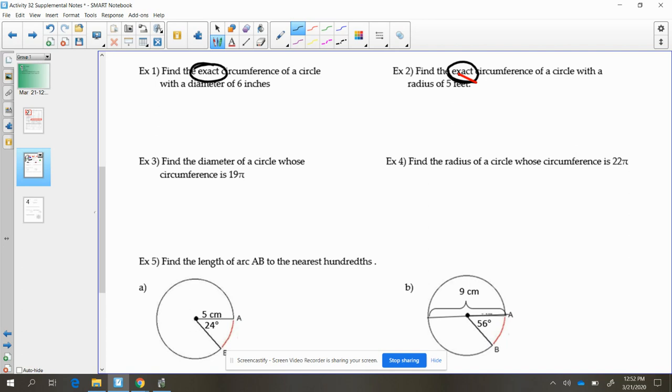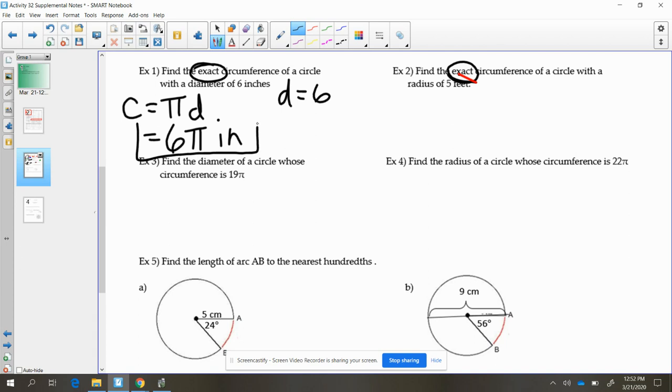For example, if we are given that the diameter is 6 inches and we want the exact circumference, we know circumference is pi times diameter. So diameter 6 times pi. This is going to be the exact answer here. Notice we did not type pi into our calculator to round, and notice I used inches because it's circumference. It's not units squared, it's just inches. Same thing for the second one.